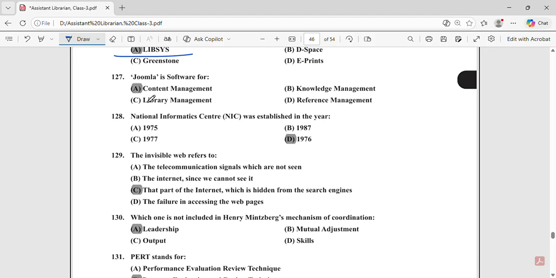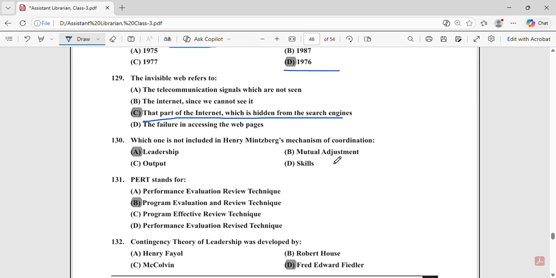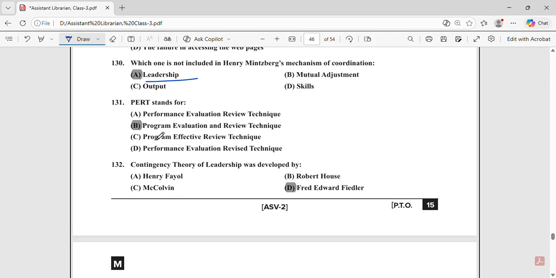Which among the following is not an institutional repository software? That is LibSys. Joomla is a software for content management. National Informatics Center was established in the year 1976. The invisible web refers to that part of the internet which is hidden from the search engine. Which one is not included in Henry Mintzberg's mechanism of coordination? That is leadership.